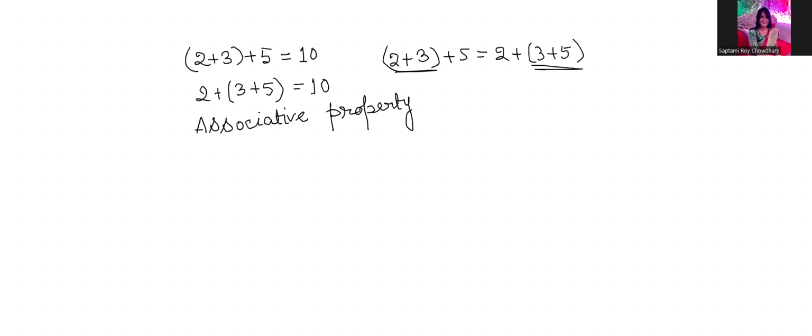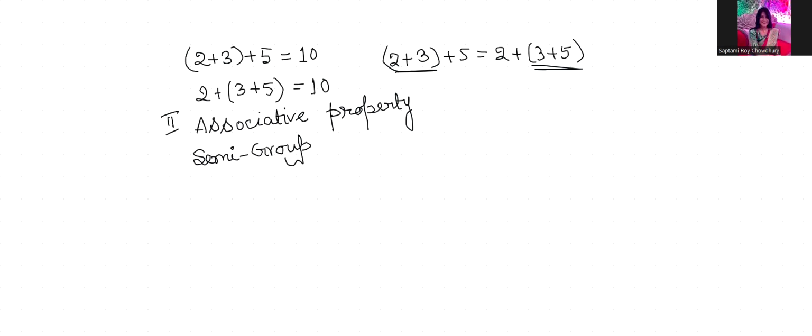Any set G, if it satisfies the associative property and it is closed under that operation, then these two properties together we call a semi-group. This is the second property. After that, we call it a semi-group.